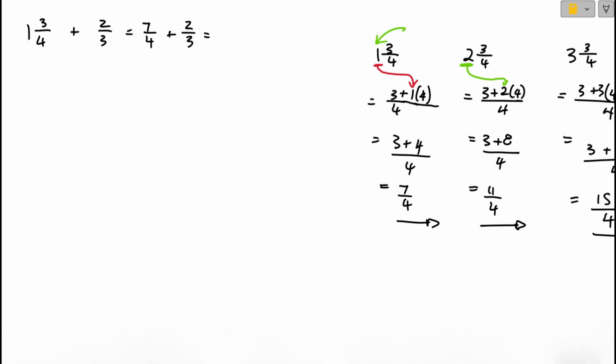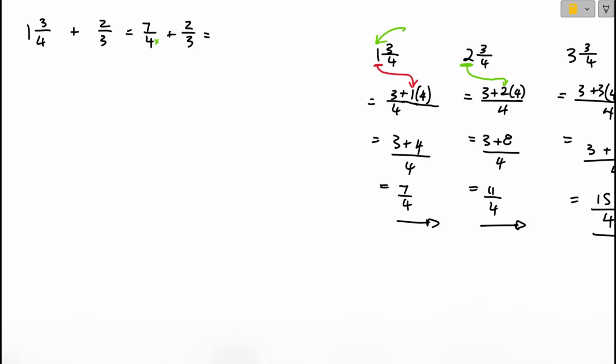And you can see over here, in this section, the denominators are not the same. So let's have a look at the lowest common multiple. So 4, 8, 12, right? And 3, 6, 9, 12. So the lowest common multiple over here will therefore be 12.